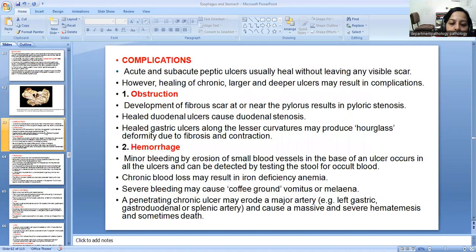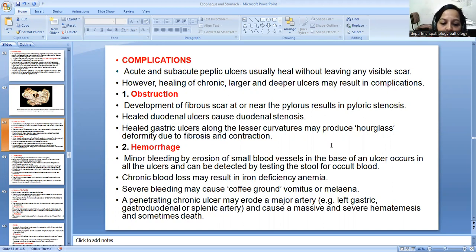Now we come to the complications which can arise due to peptic ulcers. Acute and subacute peptic ulcers usually heal without leaving any visible scar. However, healing of chronic, larger and deeper ulcers may result in complications. The first complication can be obstruction, which is due to the development of a fibrous scar at or near the pylorus, resulting in pyloric stenosis. Healed duodenal ulcers cause duodenal stenosis. Healed gastric ulcers along the lesser curvature may produce hourglass deformity due to fibrosis and contraction.